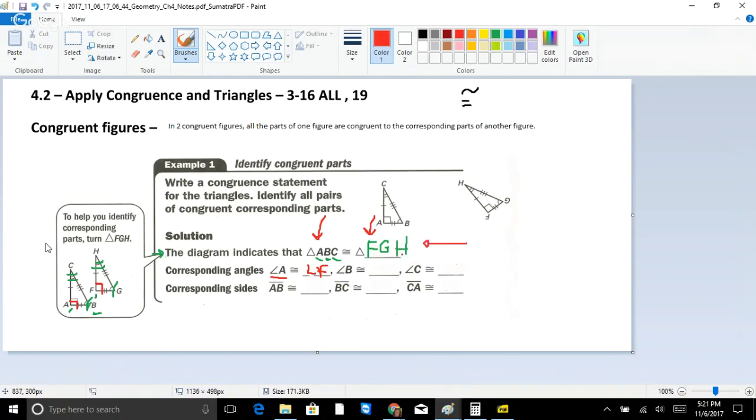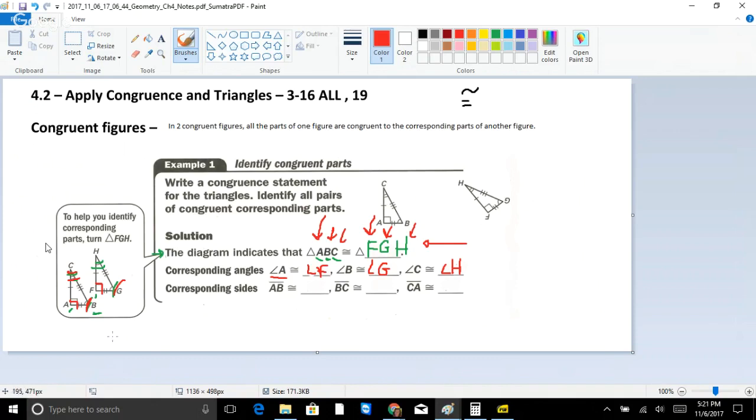Now I look at angle B. Angle B is the one with one line, and that's congruent to angle G. The last one is angle C, which has two lines, and that is congruent to angle H. You'll see this matches up: B is in my second slot and G is in my second slot, so B and G are congruent. C is in my third slot and H is in my third slot. So that matches up for congruent statements.